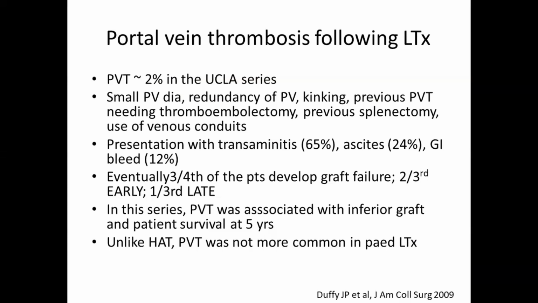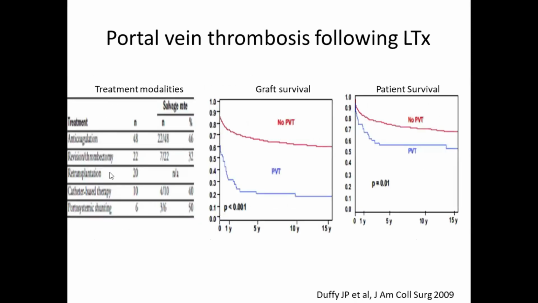So it is very important that, at least in this particular series, the authors felt that unlike hepatic artery thrombosis, PVT was not more common in pediatric transplants, even though extrahepatic biliary atresia continues to remain one of the commonest indications for transplant in the pediatric age group. And oftentimes these patients, small children, have very difficult portal revision, thrombectomy, retransplantation, catheter-based therapy, and portosystemic shunting.